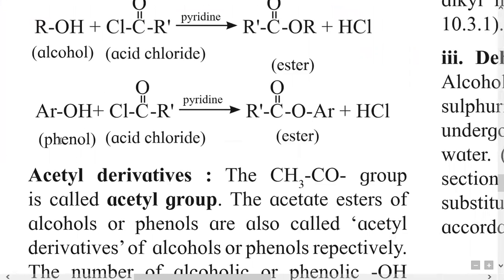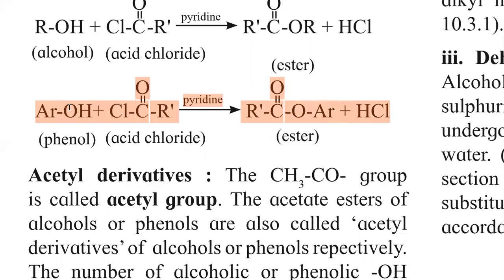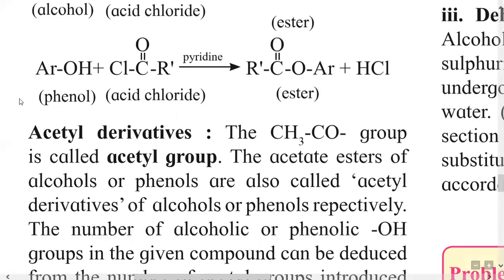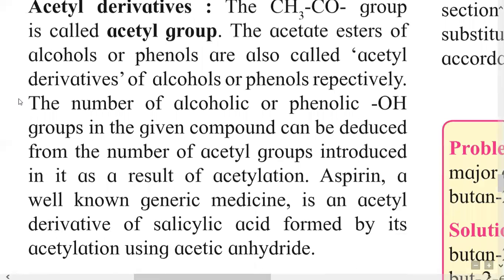Similar to this, phenol also reacts with acid chloride in the presence of pyridine, again giving ester formation, and the side product is HCl. And this is the esterification reaction. We have studied the esterification reaction of alcohol and phenol with carboxylic acid, acid anhydride, and acid chloride.